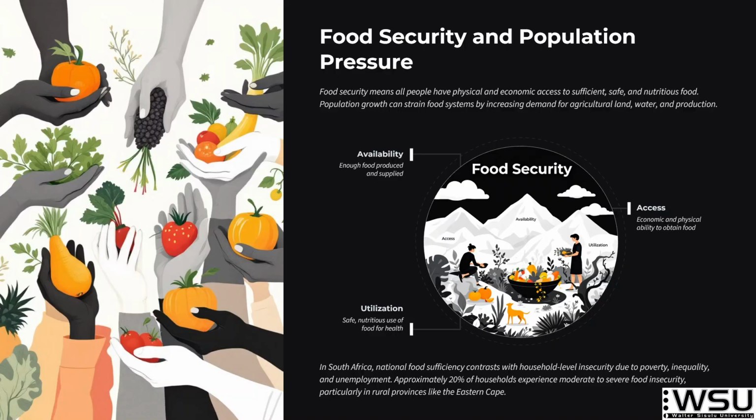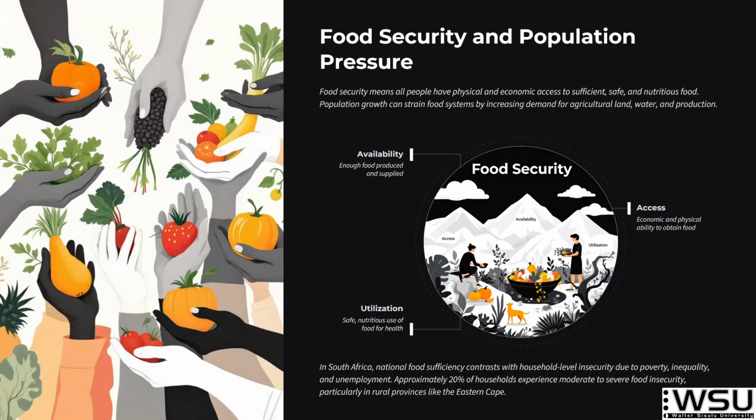And in South Africa, national food sufficiency contrasts with household level. So there's a lot of food in this country, but there is this contrast, this dichotomy, this imbalance that is continuing in this country, and it is based on household-level socioeconomic positioning, where there are levels of poverty, higher poverty, inequality, and high levels of unemployment.